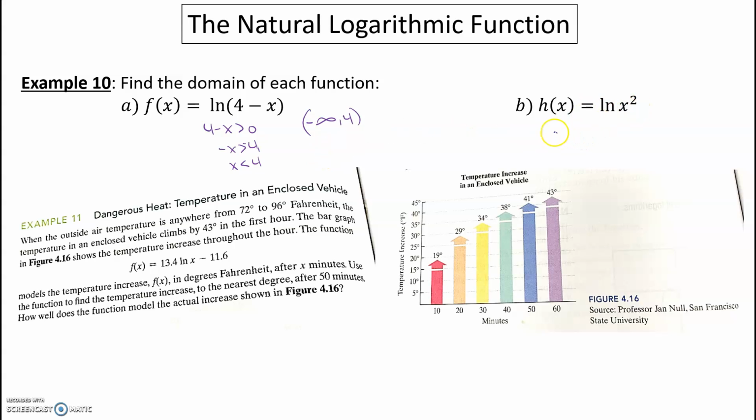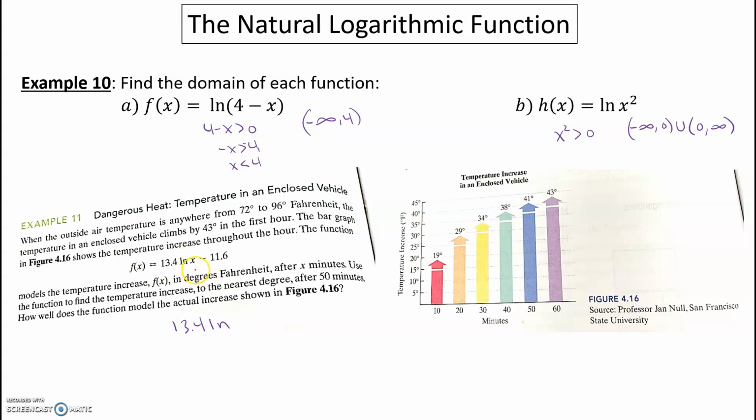Here, x squared has to be greater than 0. Understand this is positive and negative because negative 2 squared is greater than 0. So we want negative infinity to 0 and 0 to infinity. So we just want to exclude 0. And then this last one, sorry, I'm trying to speed up to beat this clock.